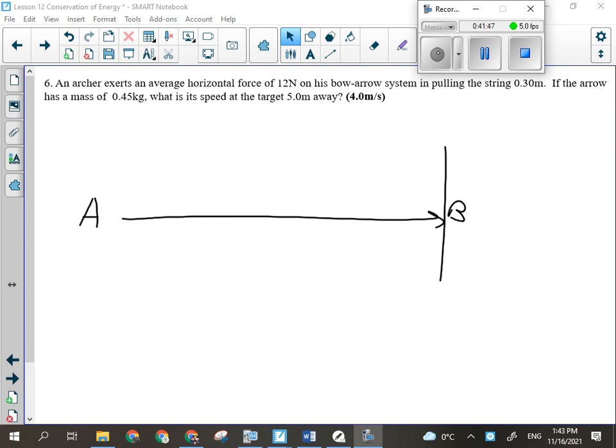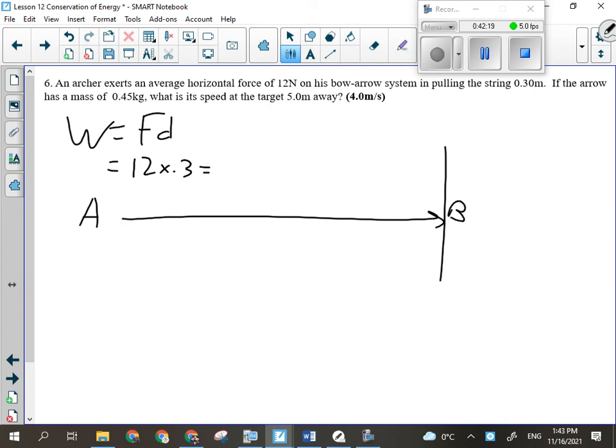So let's have a look at this one. Where does the arrow get its energy from? Well, it is kinetic, but where does it get its kinetic energy from? From the person pulling back the bow. When I pull back a bow, I exert a force through a distance. I'm doing work. So can I calculate the work? Yeah, I know it's 12 newtons over 0.3 meters. So 12 times 0.3.